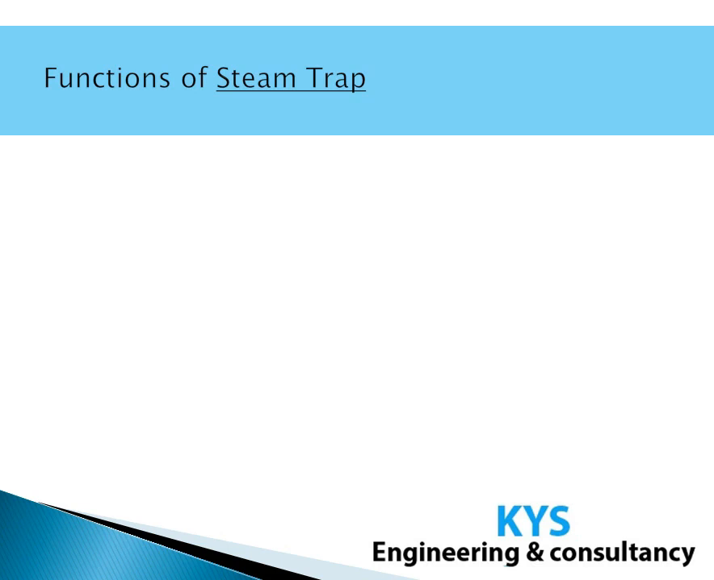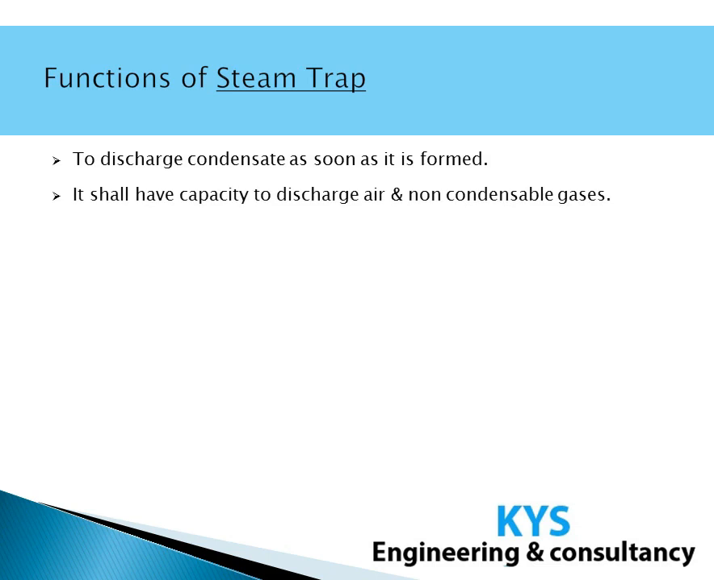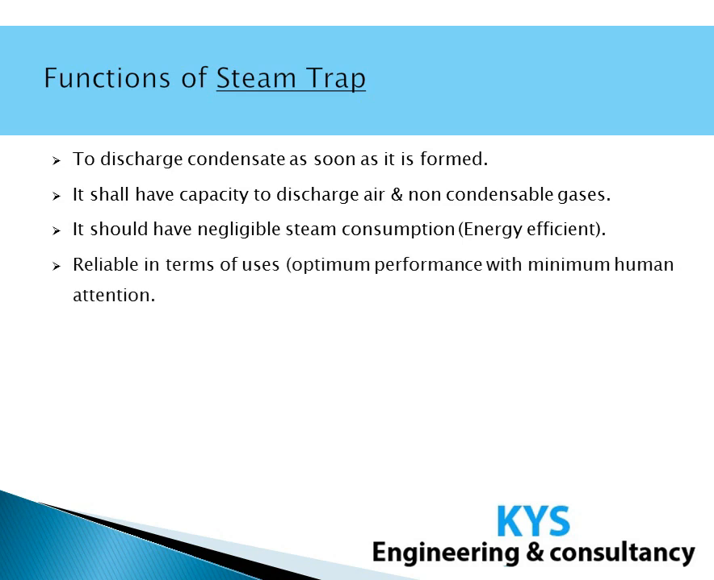Functions of a steam trap. To discharge condensate as soon as it is formed. This is the main function of a steam trap. Then it shall have the capacity to discharge air and non-condensable gases. It should have negligible steam consumption, that is, be energy efficient. And it should be reliable in terms of usage, that is, optimum performance with minimum human attention.